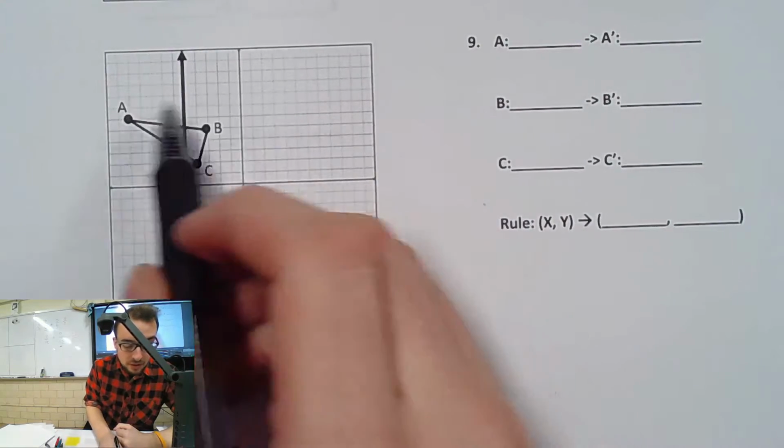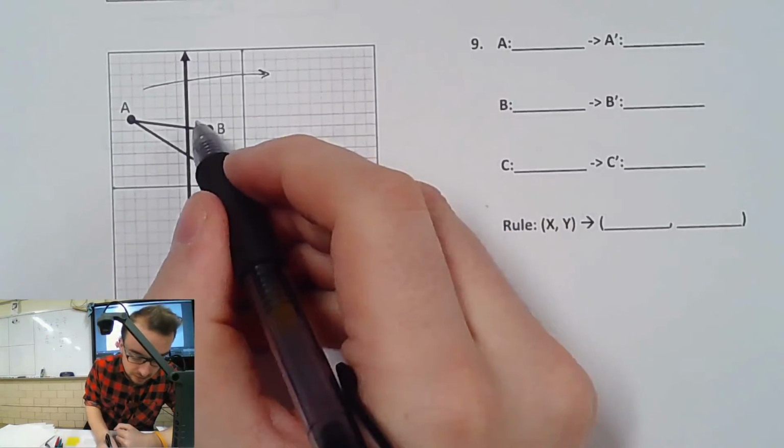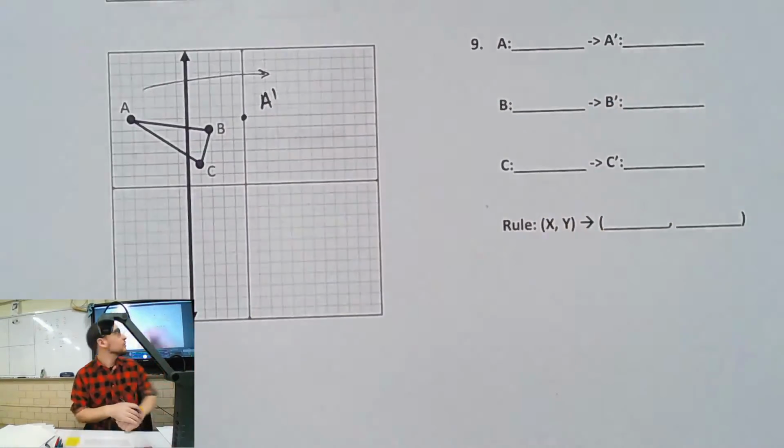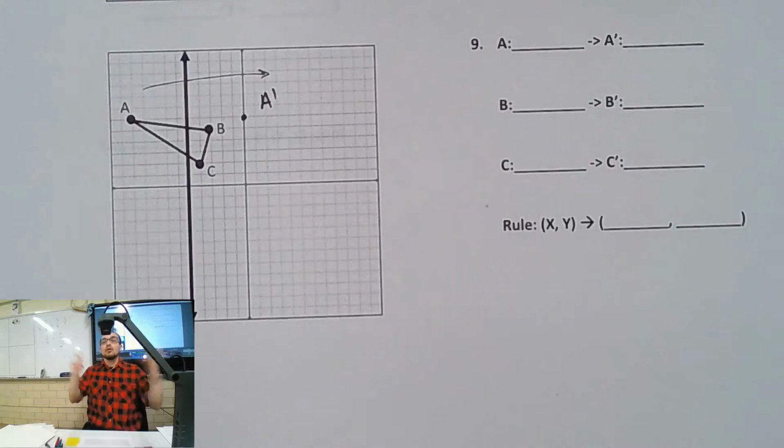So when we flip it across this way, it's going to be 5 on this side. 1, 2, 3, 4, 5. There's A prime. What kind of a flip is that? Horizontal or vertical? Horizontal, so we negate the x. But here's the problem.